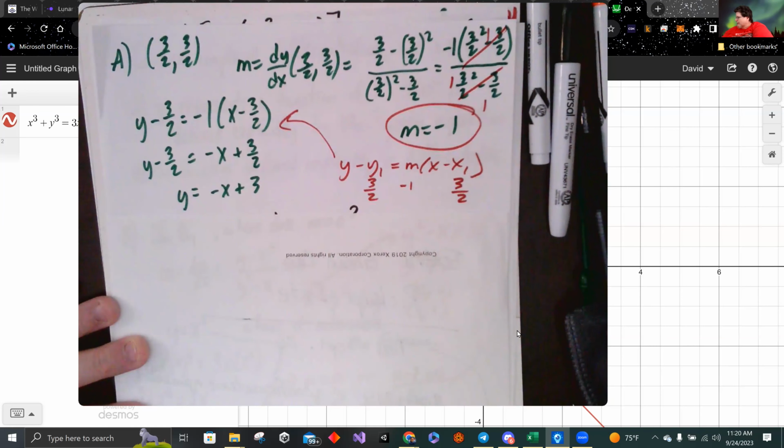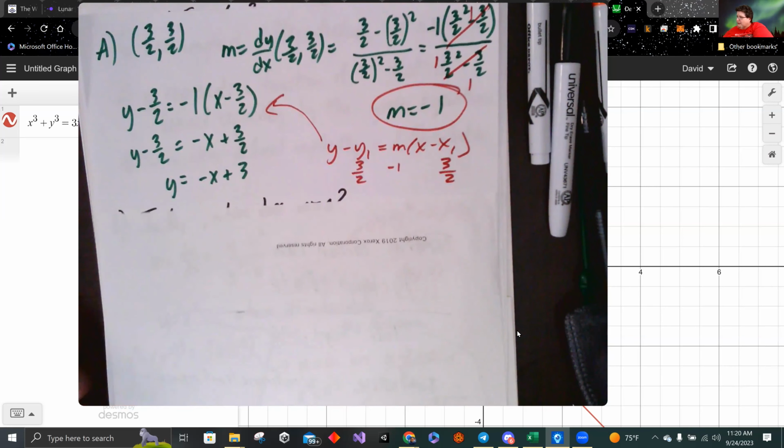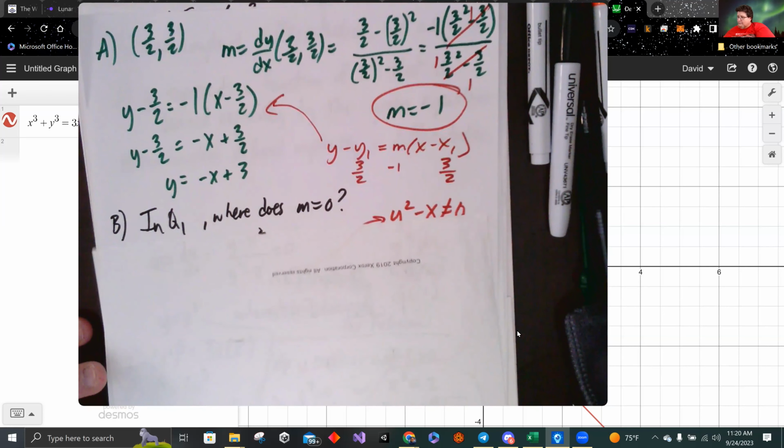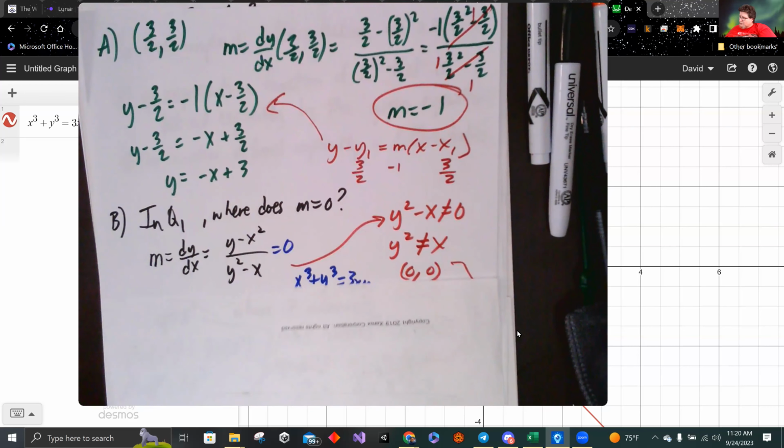The next thing we wanted to do was find where in quadrant 1 the tangent line was horizontal. The horizontal line has a slope of 0. So that's what we're looking for right here. So we're going to set our dy dx equal to 0, because dy dx can help us calculate the slope of the line.